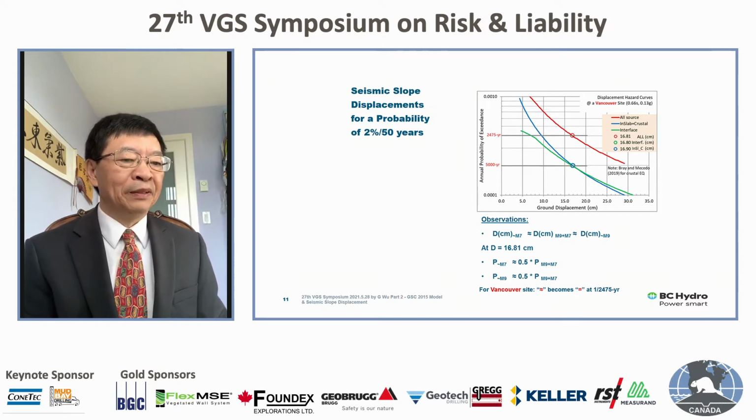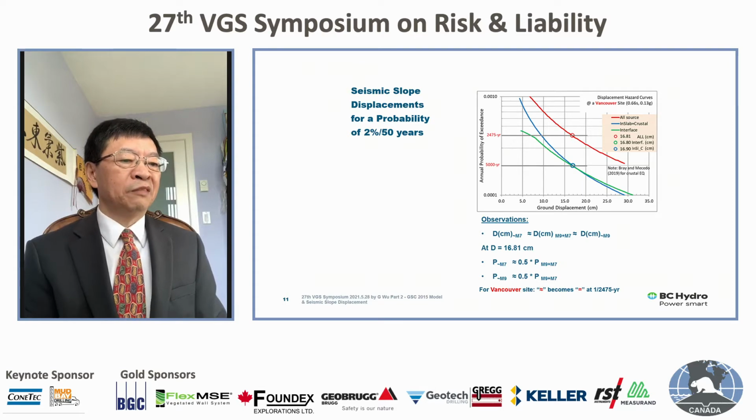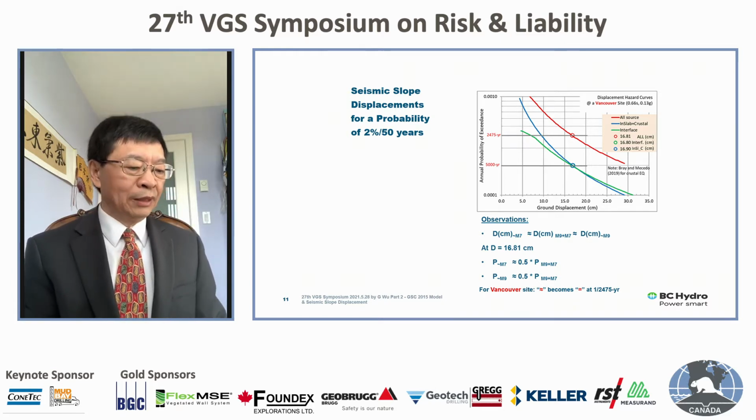This is just a coincidence. It just happened. They are the same using the updated 2019 Boore's equation. If you're using the old equation, they don't. So this is just to show you, in order to get the combined displacement for 2475 years, you need to use the individual displacement at 1 in 5,000 years. So this actually is the basis for my next recommendations. Next slide, please.